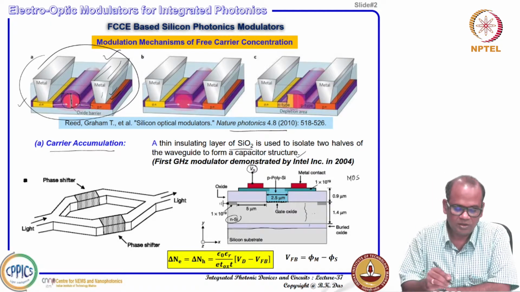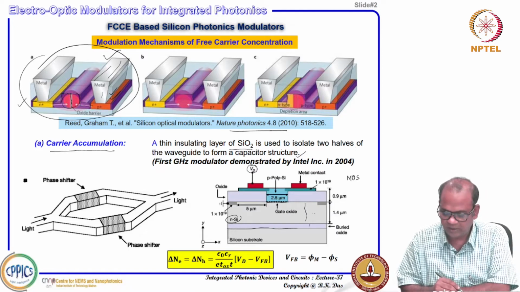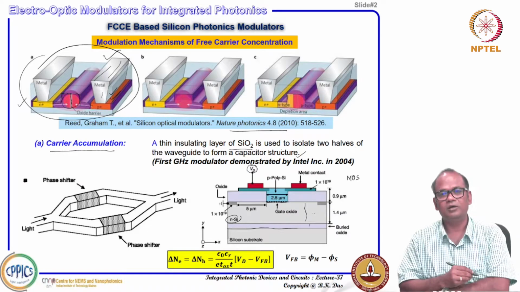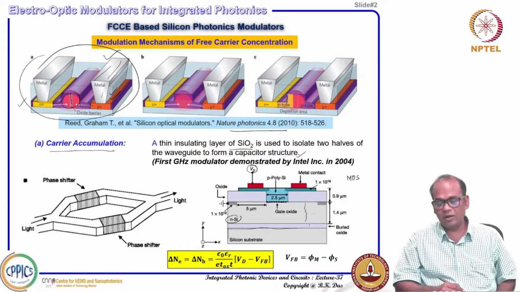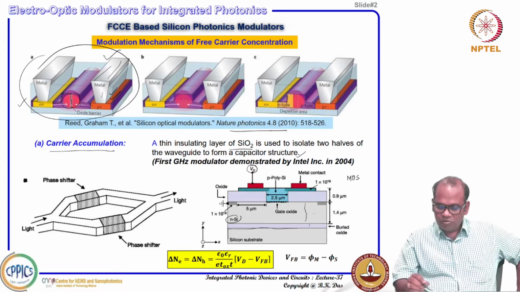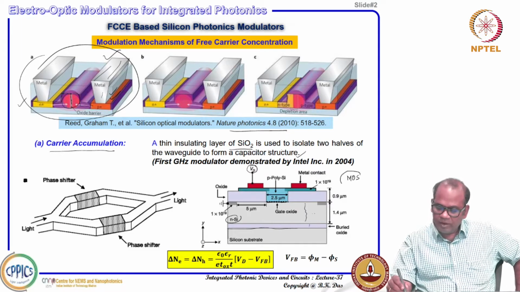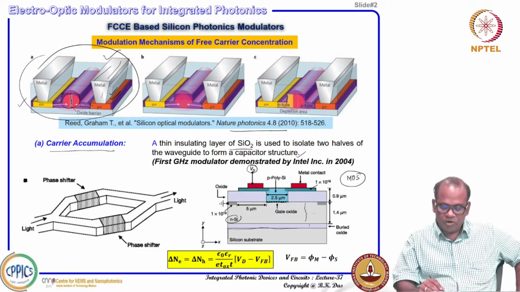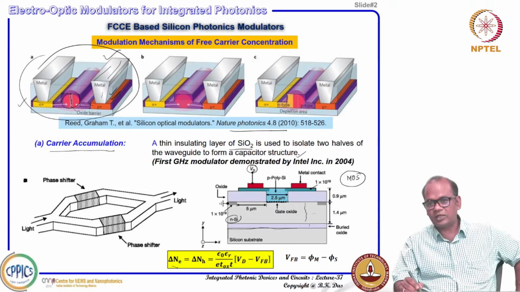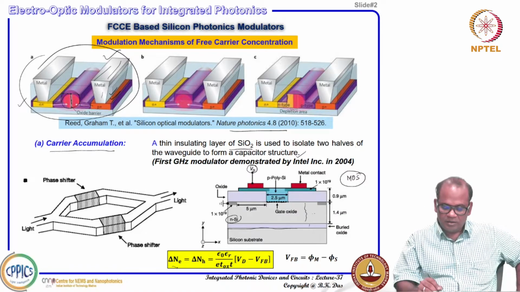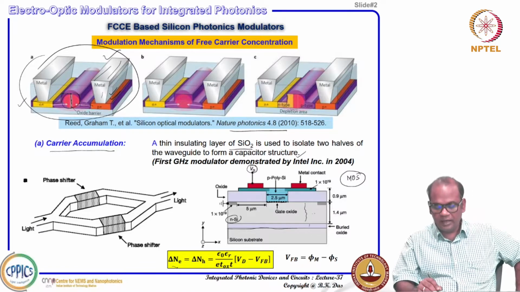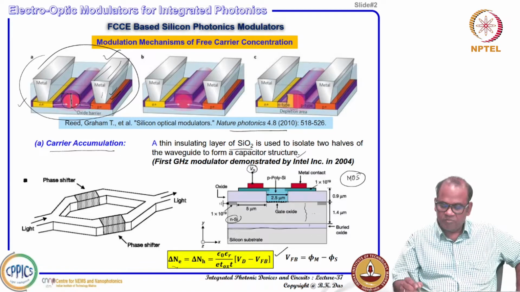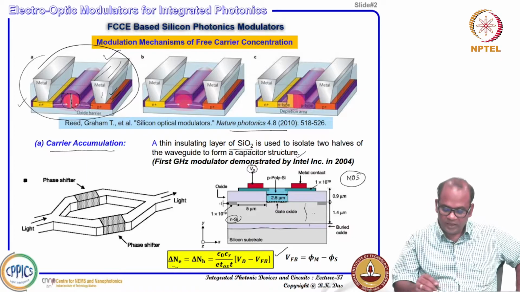So in this case, these people basically exploited the real part of the refractive index. If you analyze the metal oxide semiconductor structure, you know that there is carrier accumulation, either electrons on one side and holes on the other side, and their carrier density will be identical, and that can be expressed by this equation. What is that?